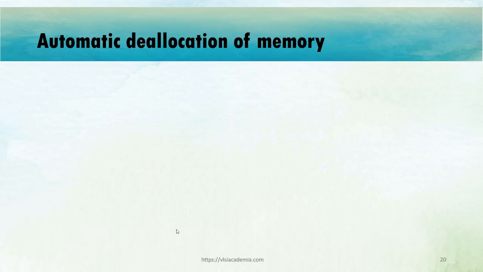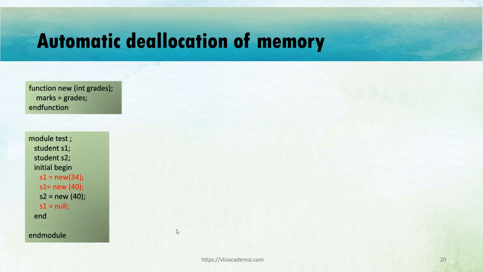Now in this slide I will explain how the automatic deallocation of memory works. So for better understanding, I will be using the same class student with a custom new function. In this new function, I will be assigning the value of property marks during runtime. So here in the module test, I have created two handles of student, s1 and s2. So first I'm creating an object for s1 using new function.